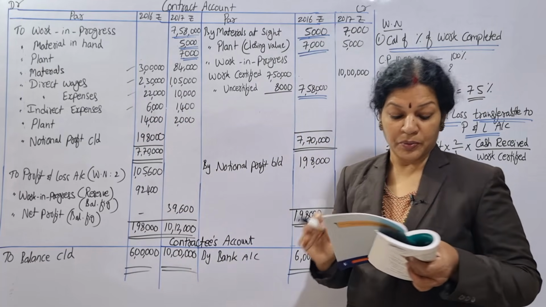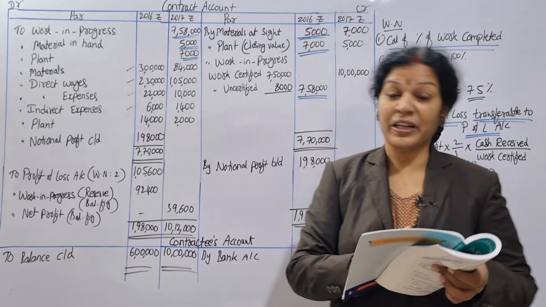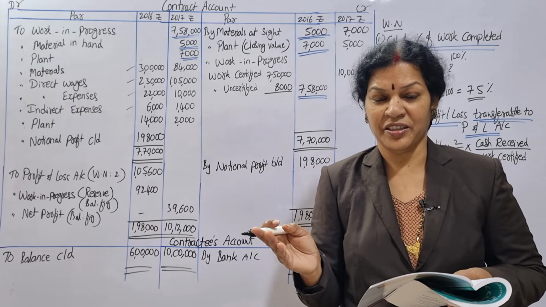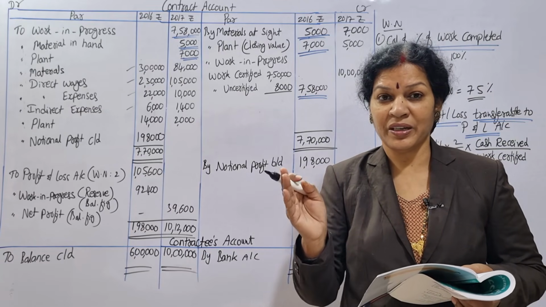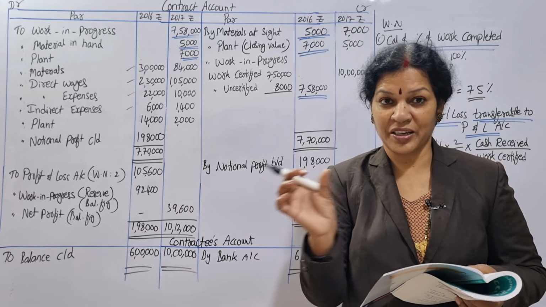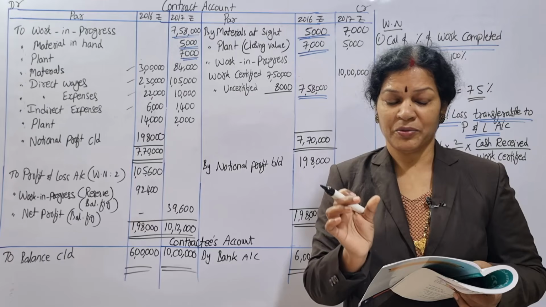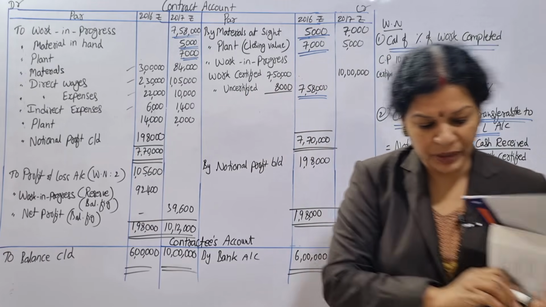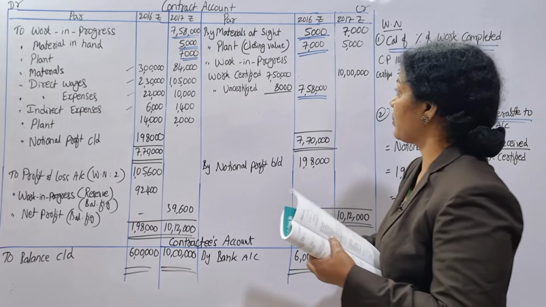Okay. And work certified and uncertified, both will come on the credit side. Okay. What do you write? Work in progress. Under that column we'll be writing work certified and uncertified. Work in progress, it is here. Let me underline this point.